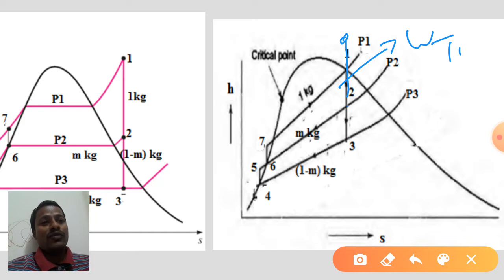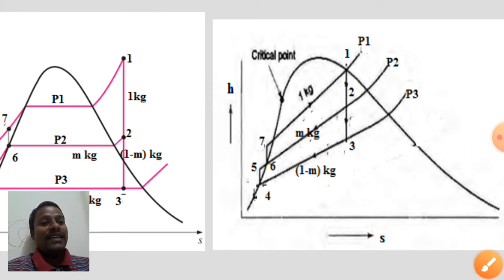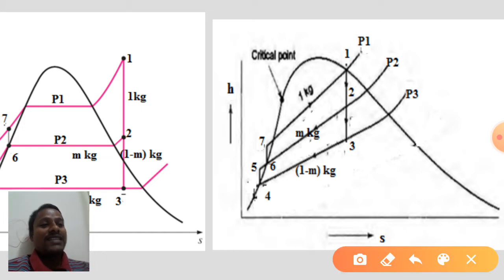WT1. So 2 to 3, after 2 I am extracting m kg of steam, or bleeding m kg of steam, from the steam turbine and sending it into the open feed water heater as we have seen in the schematic diagram. After that, 2 to 3 is further expansion in the remaining stages of the turbine. So after 3 it is at pressure P3, it is undergoing condensation. So then the 4th state is a saturated liquid condition.